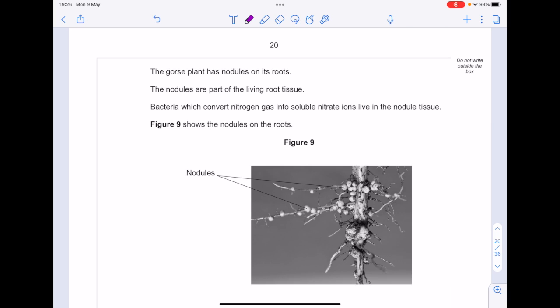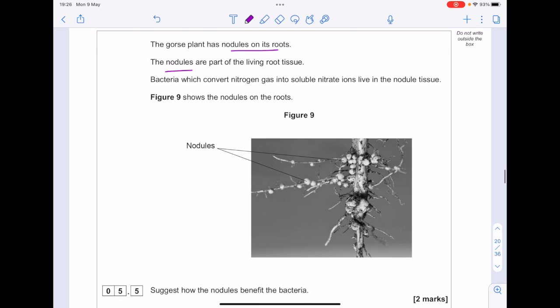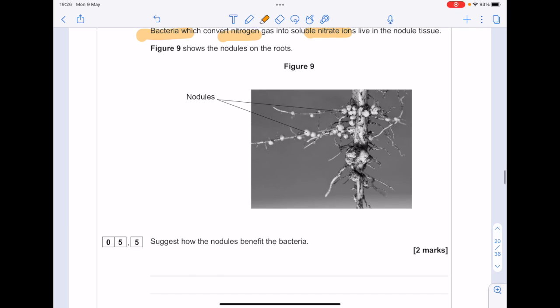The gorse plant has nodules on its roots. The nodules are part of the living root tissue. Bacteria which convert nitrogen gas into soluble nitrate ions live in the root nodule tissue. Okay, so that's a great thing. Suggest how the nodules benefit the bacteria.